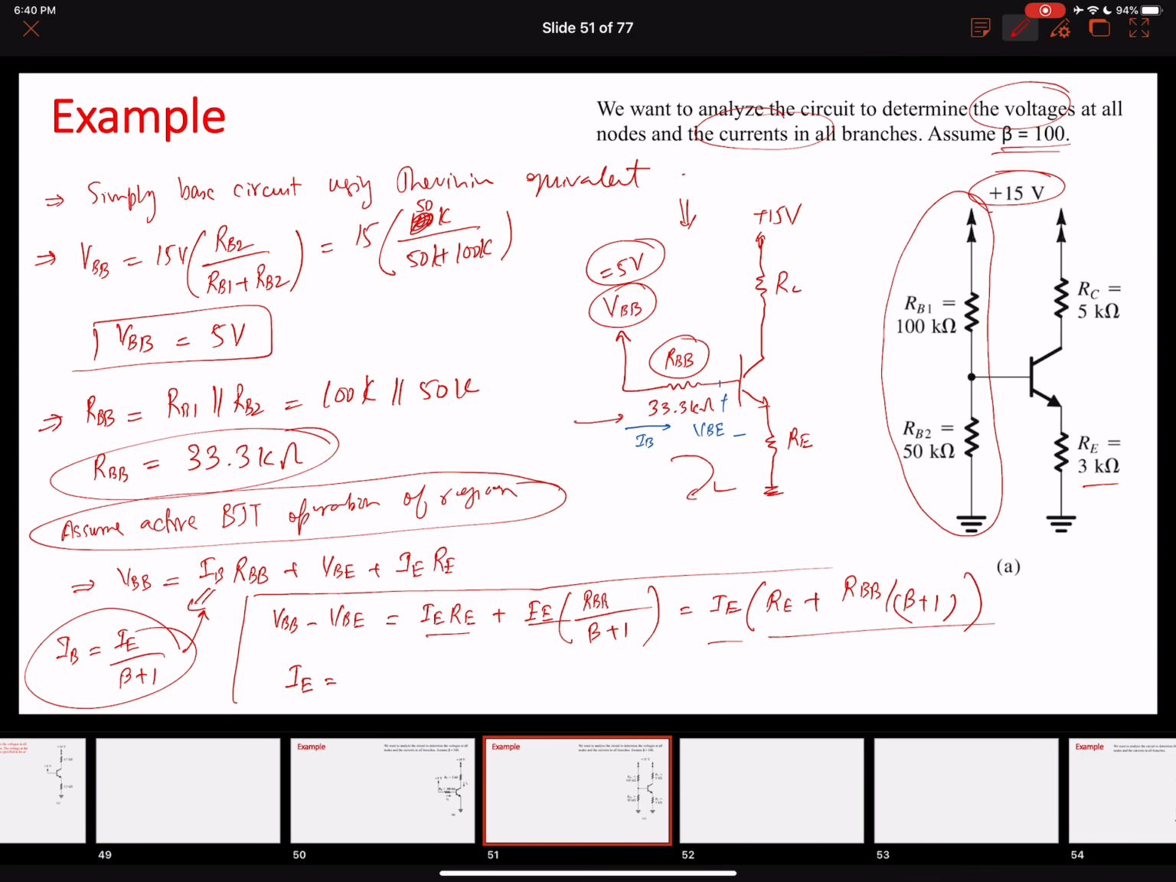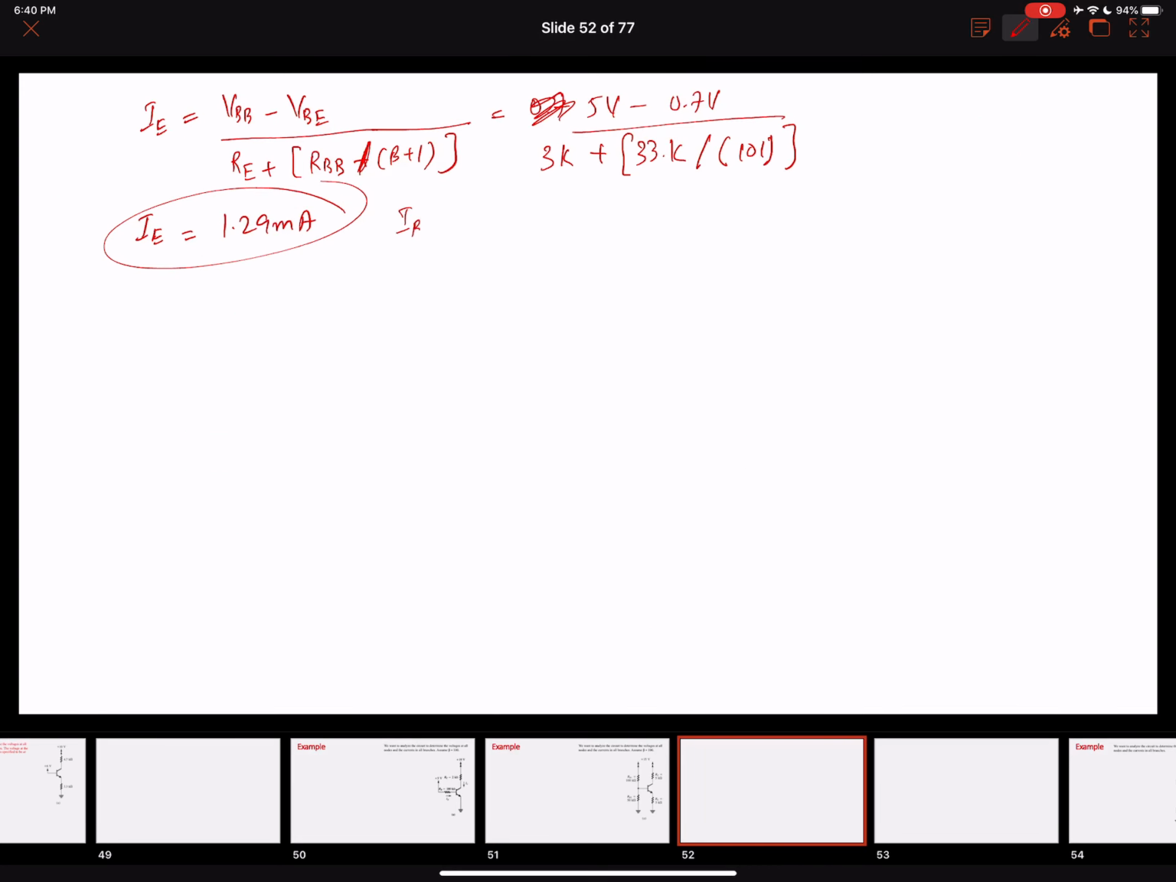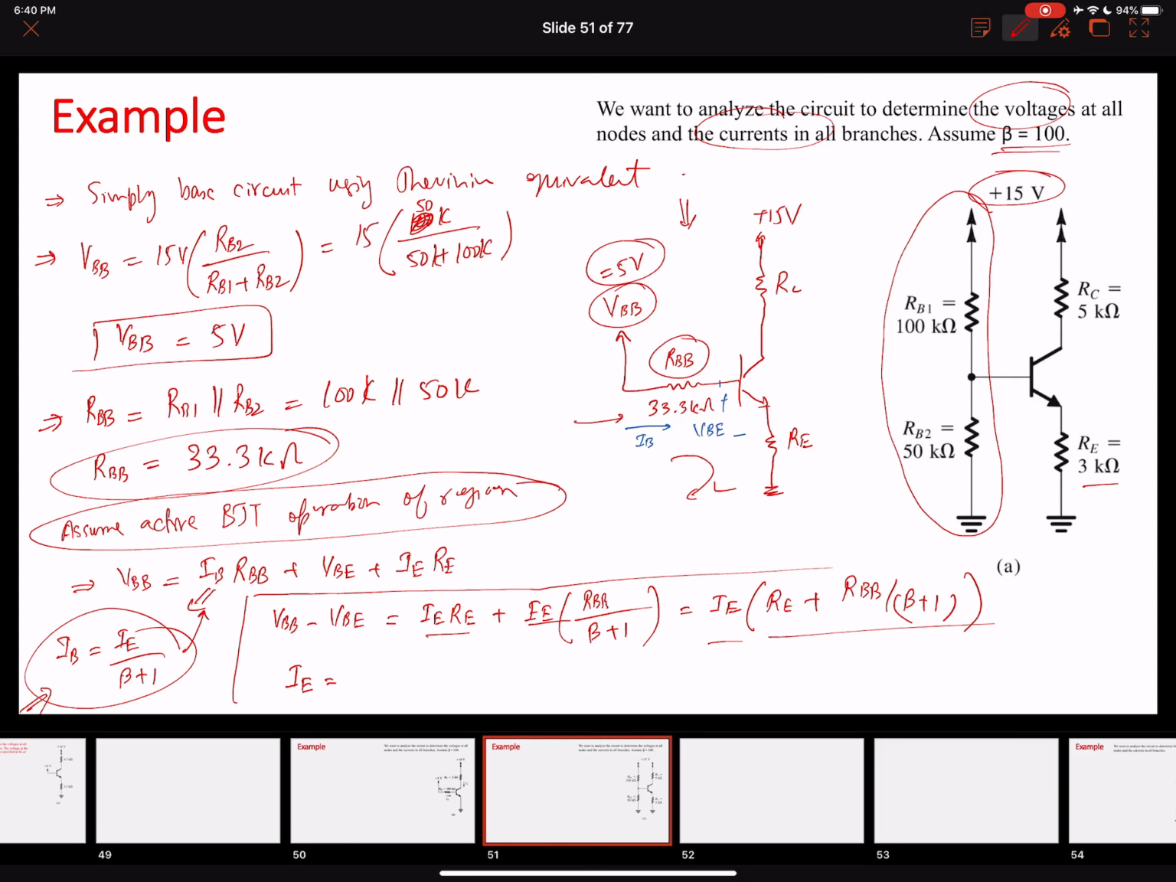Again, we can use this value in this equation here and find the value of the base current. The base current equals IE over beta plus 1. So 1.29 milliamperes over 100 plus 1 comes out to be 0.0128 milliamperes, a very small value of base current. Okay, so we ended up finding the base current and the emitter current. Now we also have to verify the assumption as well, right? So let's find the node voltages here.